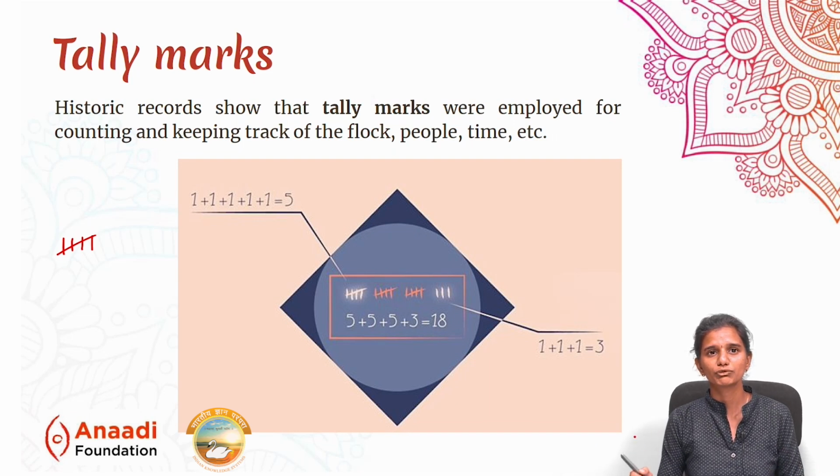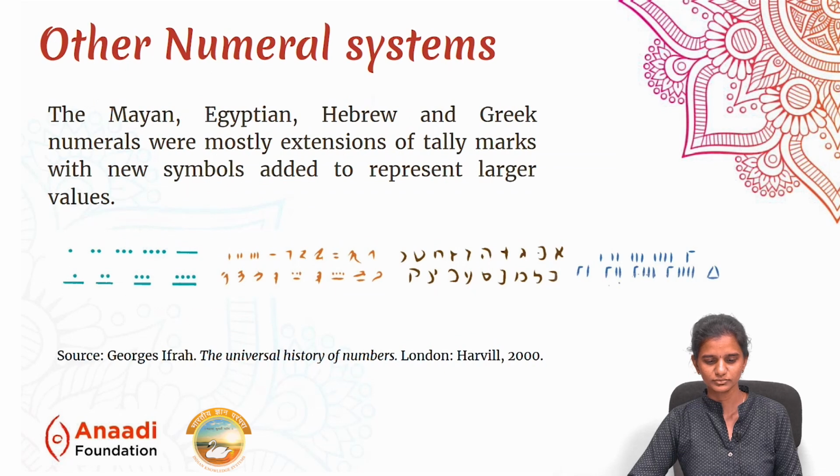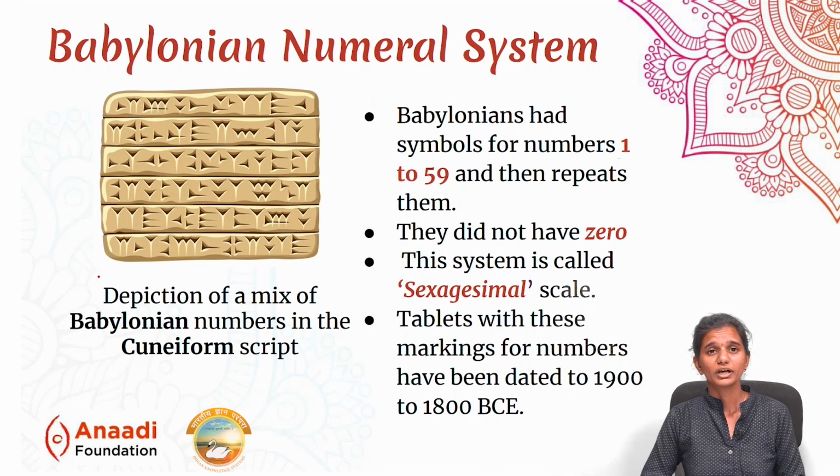Now imagine if you have to write 3574. It's very difficult, right? So, this primitive system is not a very efficient system. We will see that all other ancient civilizations had created systems that were just extensions of the tally mark system, but with different symbols. Babylonian and Egyptian are some of the most ancient number systems we know of. Let us look at how they were designed.